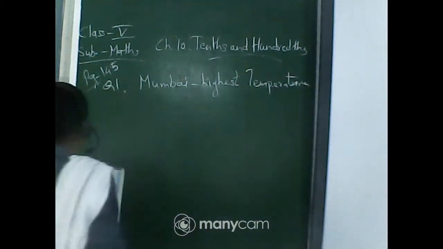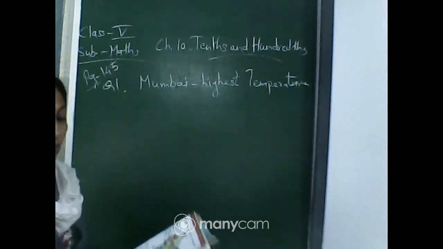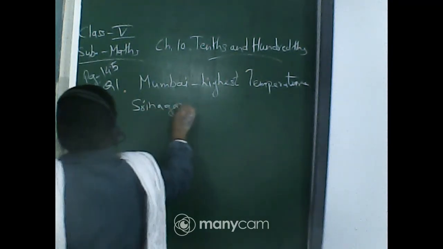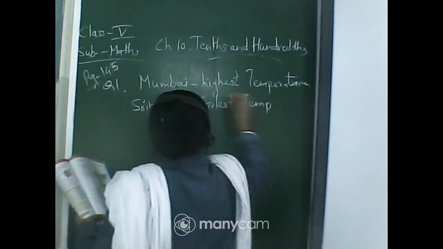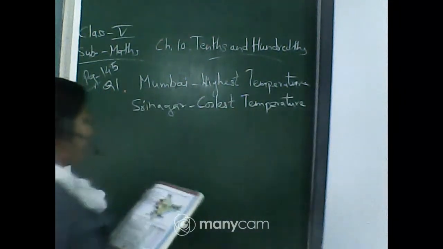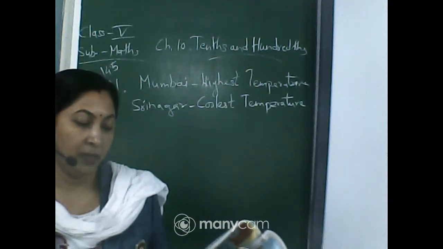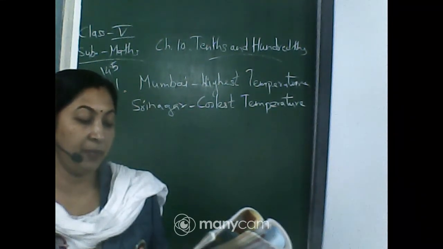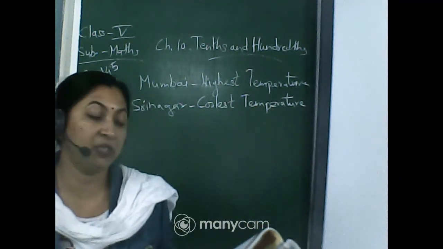Next one. Which place is the coolest at that time? At the same time, that means at 3 p.m., which one is the coolest? It is Srinagar. That means at 3 p.m. the coolest temperature is in Srinagar and the highest temperature is in Mumbai, that is 35.1 degrees Celsius. Now question number 2. How much higher is the temperature in Mumbai from that in Srinagar? That means you have to find out the temperature difference between these two cities.